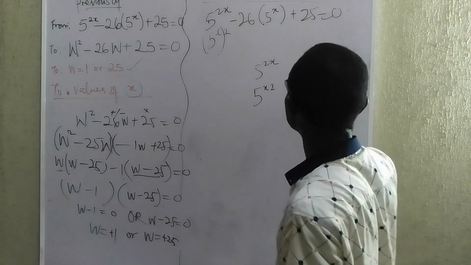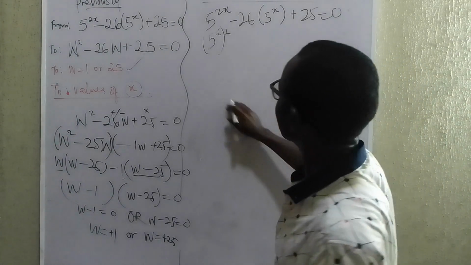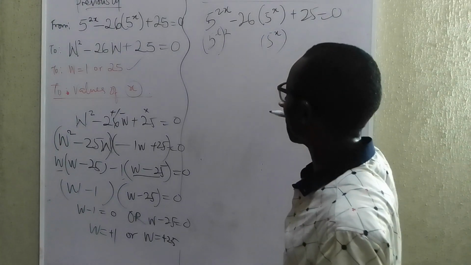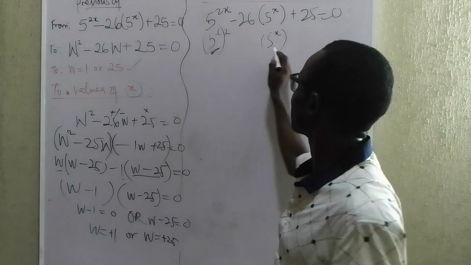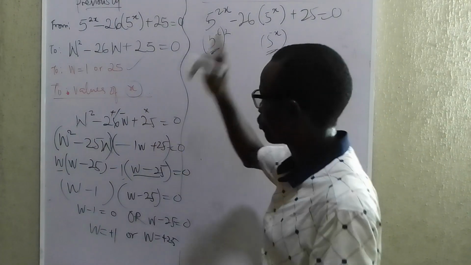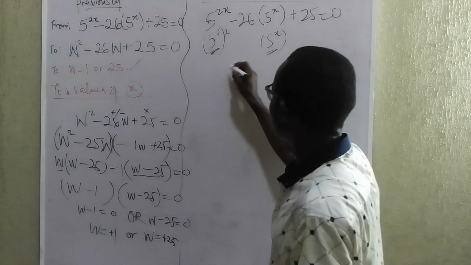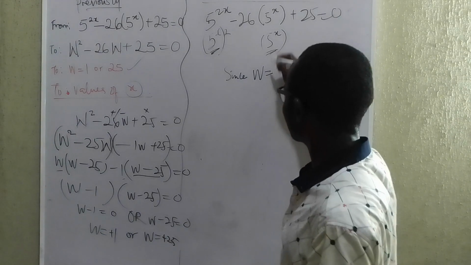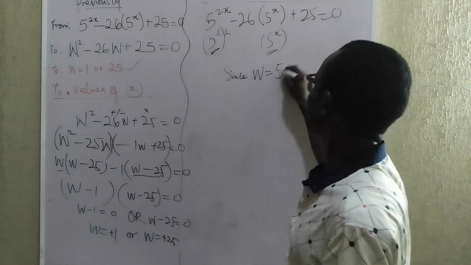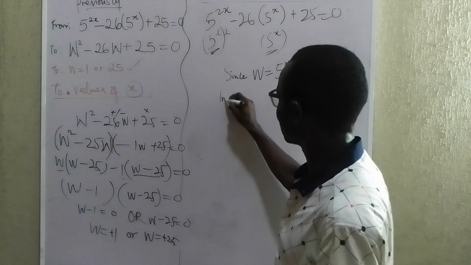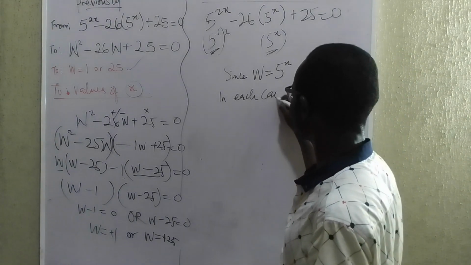So from here, we've seen that this is the same thing as this, and then we had 5 raised to the power x. What we did here was to represent 5 raised to the power x, from the previous video, with the letter W. So we want to go back to make it simpler. Now, we go back here, since W was actually represented by 5 raised to the power x.